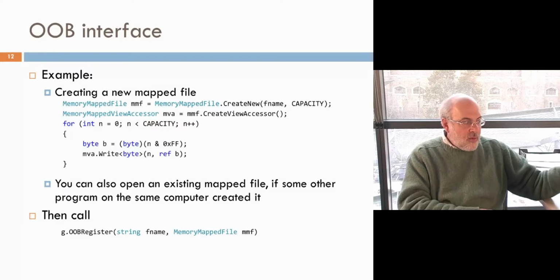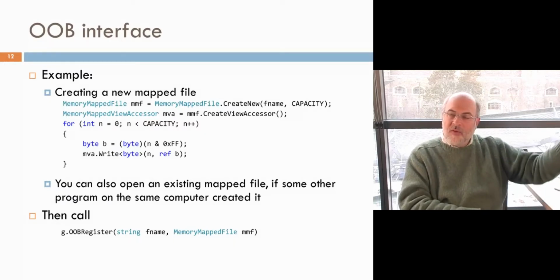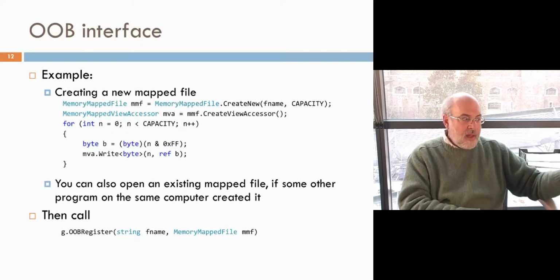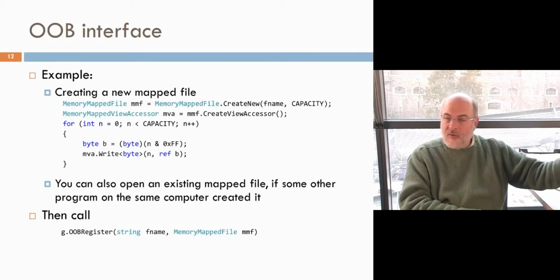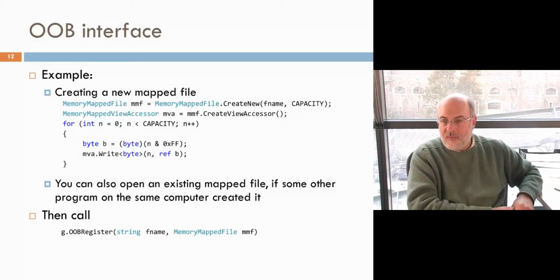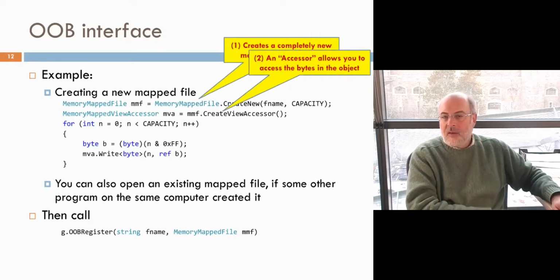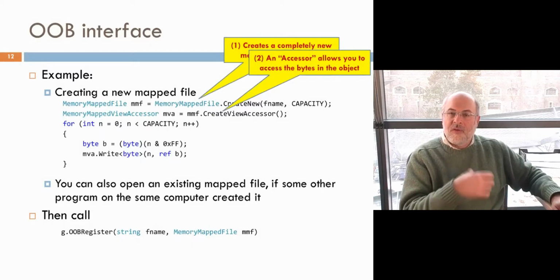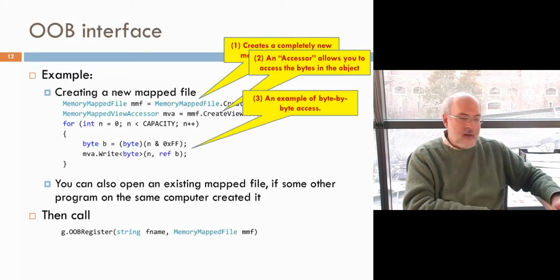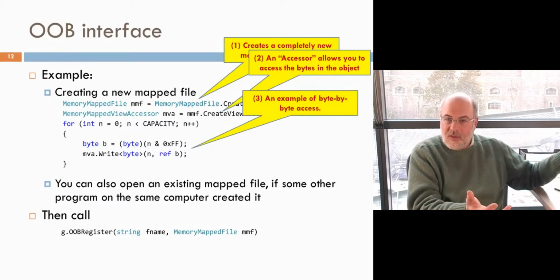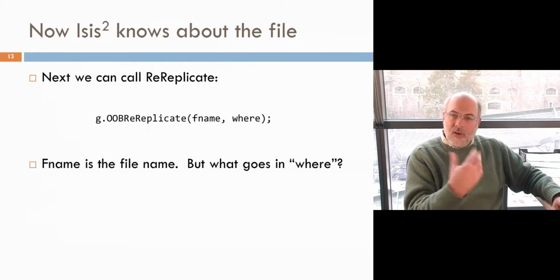So then after that, you call OOB register. You can see the call here at the bottom. The string file name should be the same file name that we used up above. And the memory map file pointer is this object that came through from the original create new. So it creates a new object. In this particular case, I wanted an accessor because I'm in C# and I want to put some data in it, and then I do. But you might be able to skip that step in many cases if you were mapping something that already had what you wanted, and then we're able to re-replicate it.